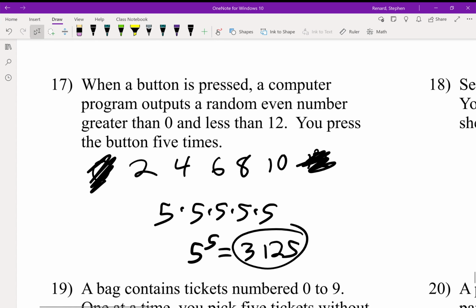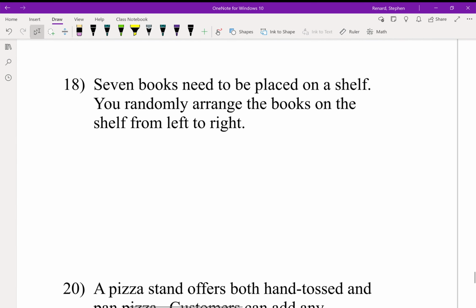There we go. 7 books need to be placed on a shelf. You randomly arrange the books on the shelf from left to right. This is a little tricky.